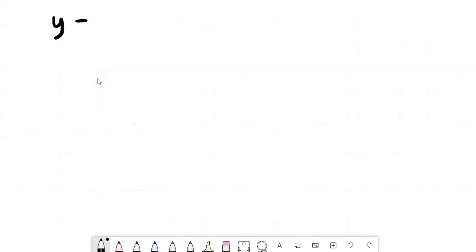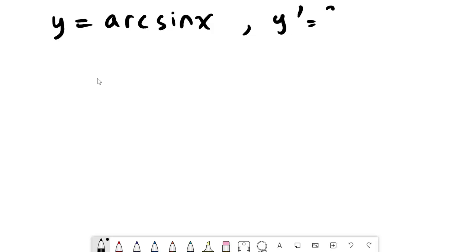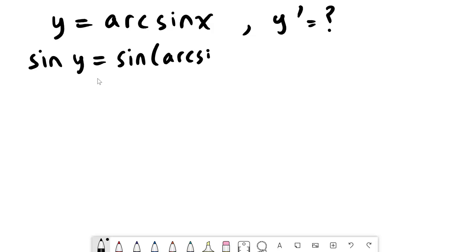I want to define y to be arc sine x, right? And we want to precisely find y prime. So that's our question mark for this proof. What I want to do here, this is our first step, is actually take the sine of both sides. We can do that because we're doing it to both sides. Sine of arc sine x. And remember from our quick review, these functions cancel each other out, and you're left with x is equal to sine y.